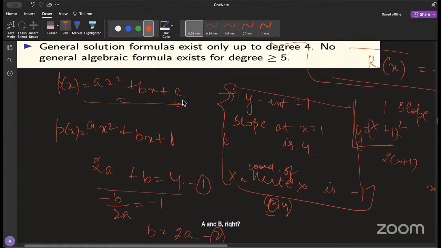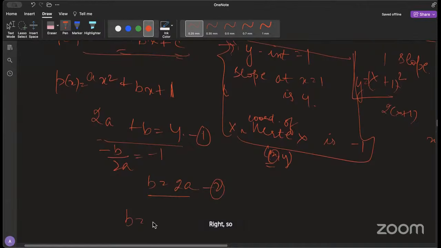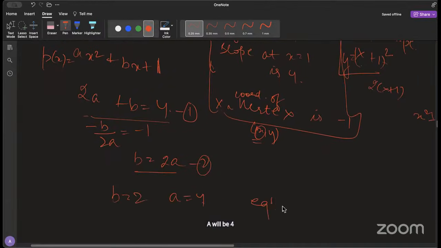That means you find the entire quadratic function, right? So b will be 2 and a will be 4. So your equation becomes 4x squared plus 2x plus 1. So this is the polynomial then.